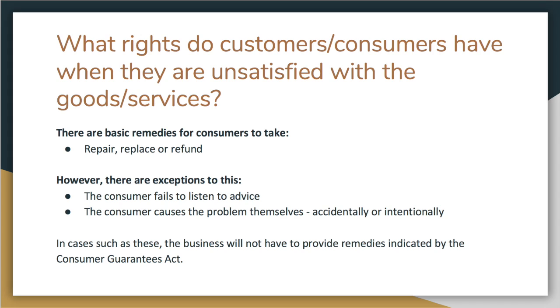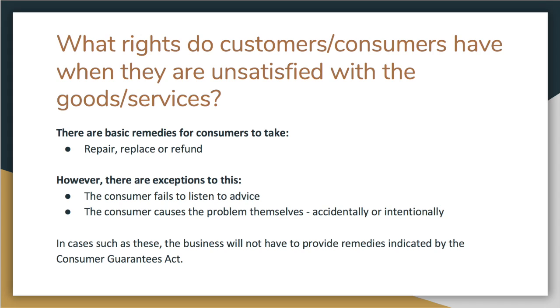Under the Consumer Guarantees Act, if the good can be fixed, it should be fixed. If it cannot be fixed, it can either be replaced or refunded at the purchase price. Whichever option is offered depends on the severity of the issue. However, there are some exceptions to when a business must provide a repair, replacement, or refund.